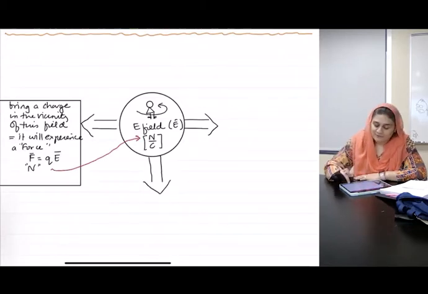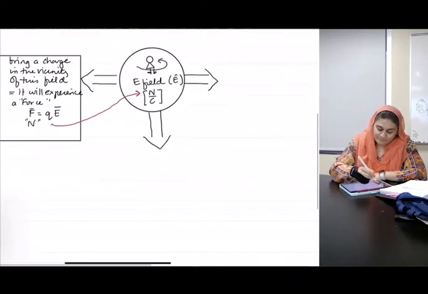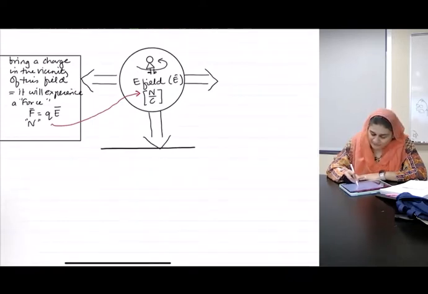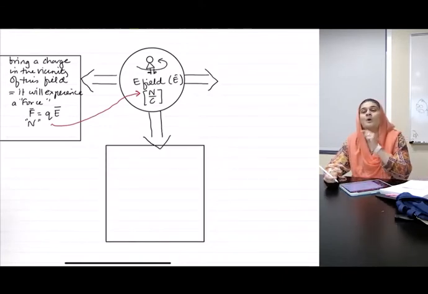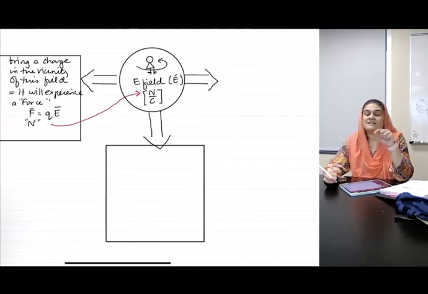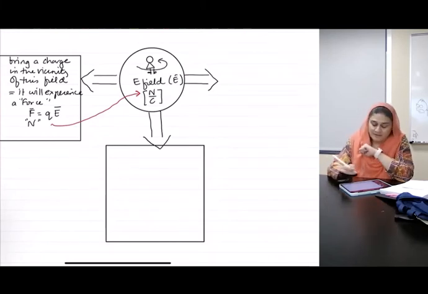Now I want you to make another box here. What caused this charge to move in the vicinity of the field? Something has to have happened to it to bring it there. Agreed? We call that something work.